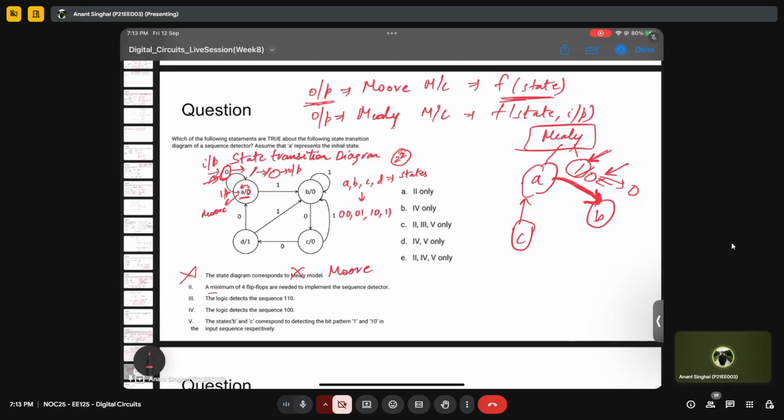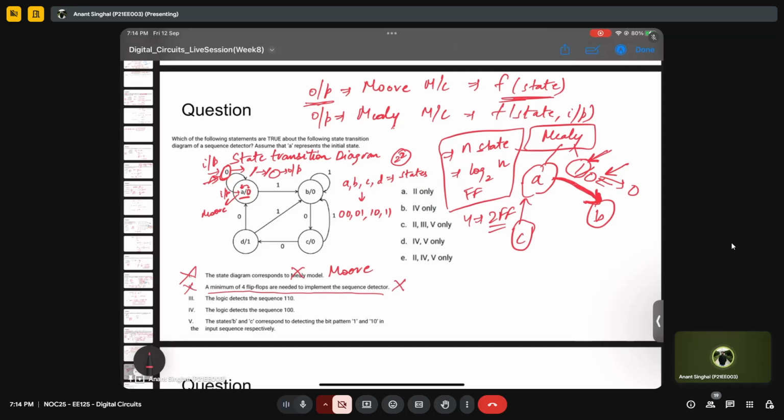It says a minimum of 4 flip-flops are needed to implement. Since we have n states, we require log to the base 2 of n flip-flops. It is the same as we have done before. So 2 flip-flops can basically represent 4 states. Sorry, I think I had written it wrong. So for 4 states, we require 2 flip-flops. So this option is also wrong.